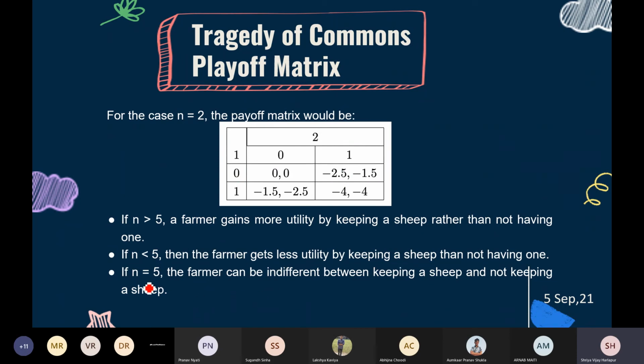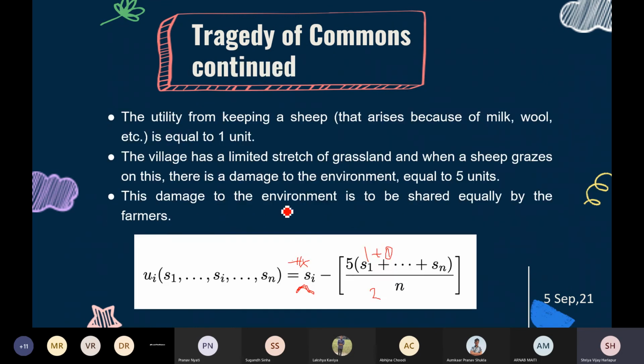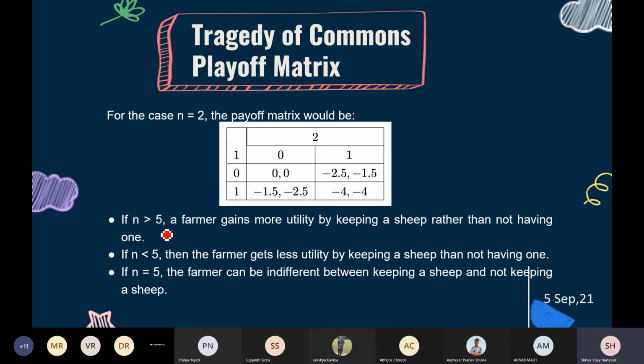So if n is less than 5, the farmer gets less utility by keeping the sheep. If n is equal to 5, then there's a sort of equilibrium reached, and whether or not you keep a sheep becomes irrelevant. You'll have the same amount of utility. And if n is greater than 5, the farmer will gain more utility. We're using 5 here because the damage to the environment is 5 times the utility of keeping a sheep. If this was equal to 10 units, then this equation would have had 10. With n greater than 10, the farmer would gain more utility; n less than 10, less utility; n equal to 10, the farmer would be indifferent. So that's how this works.